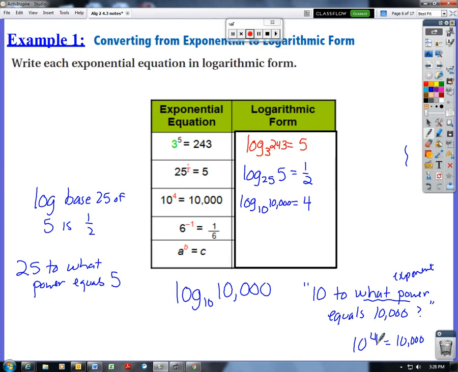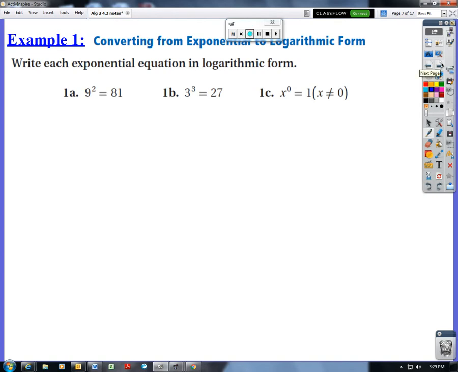Okay, the next one, log, the base is 6, the exponent is -1, and the 1/6 goes there. And the very last one, log, the base is a, the exponent is b, and the c would have to go there. Okay, we've completed the first table. Same question. So again, do these on your own, and then you could check back with me.